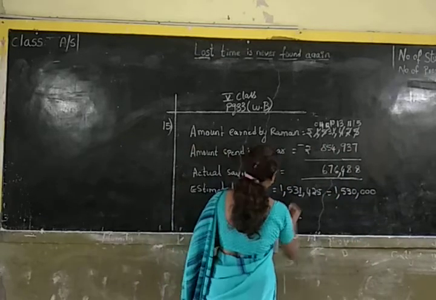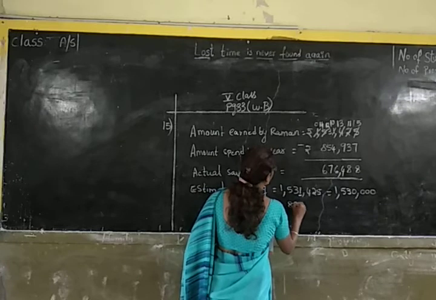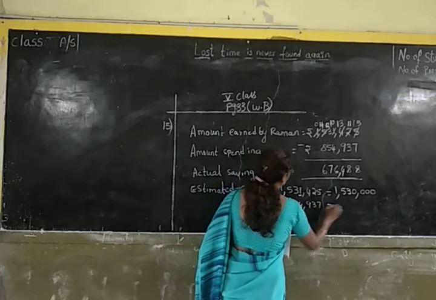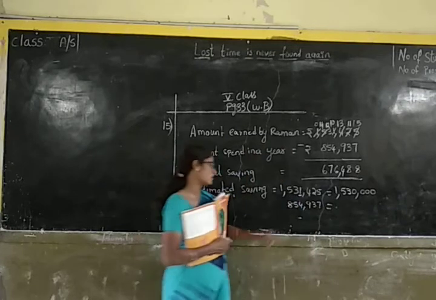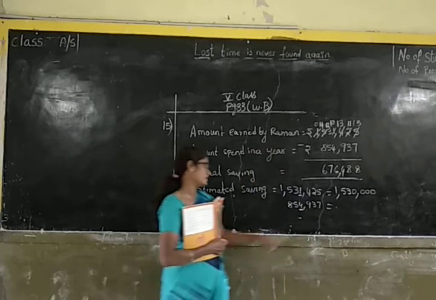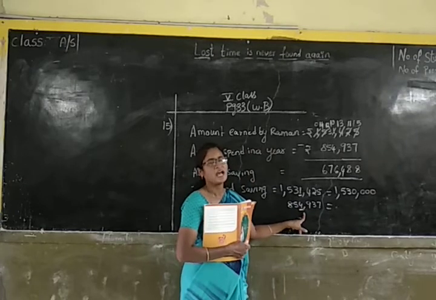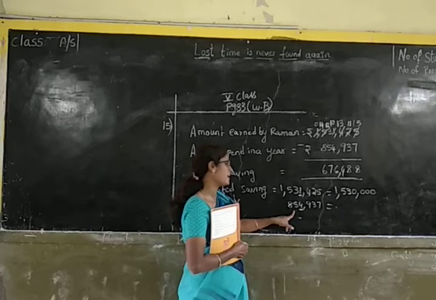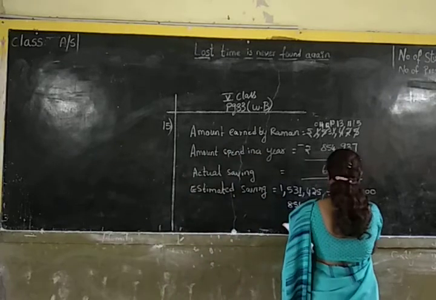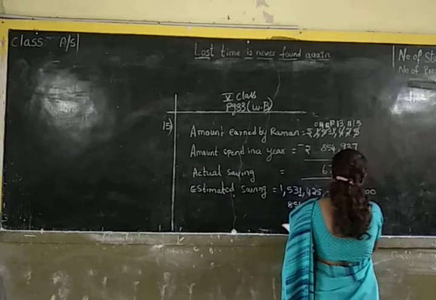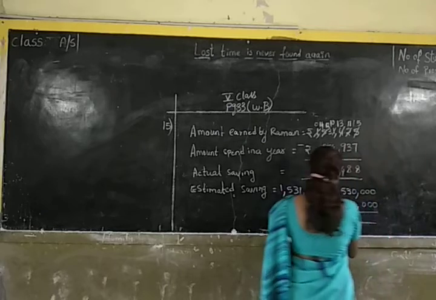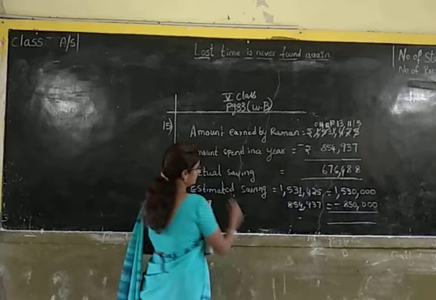And the next number is 854,937. Now we have to round it off to the nearest 10,000. For it, we underline the number in the thousands place. The number in the thousands place is 4 and it is less than 5, so no need of adding on to the next number. So the answer is 850,000. Now we have to subtract these numbers to find out the estimated savings.